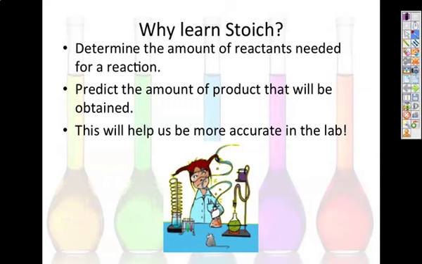Because that cost would then go to the TV manufacturers, which would then go to you guys buying the TVs. And if it's too expensive, you're not going to buy it. So they need to be very particular on that. You can also predict the amount of product that would be obtained. And we're going to just get more and more accurate as we do our labs.